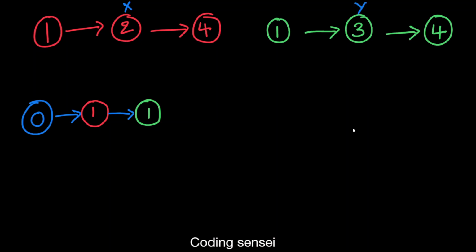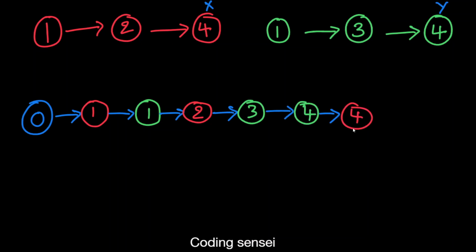Now compare x and y again. 2 is the smaller. So I will add the 2 node to the newly created linked list. Then shift the x pointer. Now compare x and y again, 4 and 3. Here 3 is smaller. Take it out and add it to the newly created linked list. Then shift the y pointer and compare again. In this case both are equal, so you can take either of them. I took the green one first and then finally the red one.